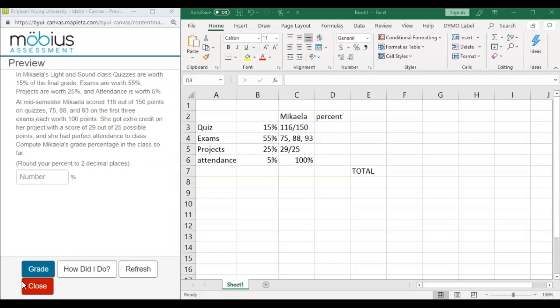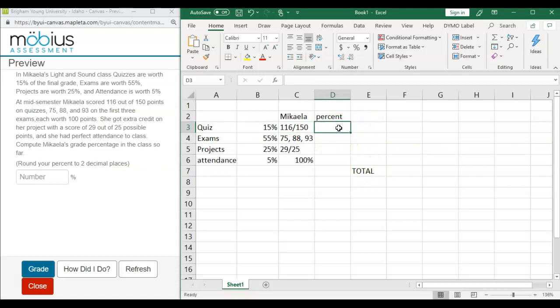So the first thing I have is I've written everything out. This is what the syllabus says for each of the four criteria. Here are Michaela's scores, and we're going to calculate how much of what percent and the weight of each of these. The first thing I would probably do is take these scores here and find the actual percent of each of them, and then we'll find the total.